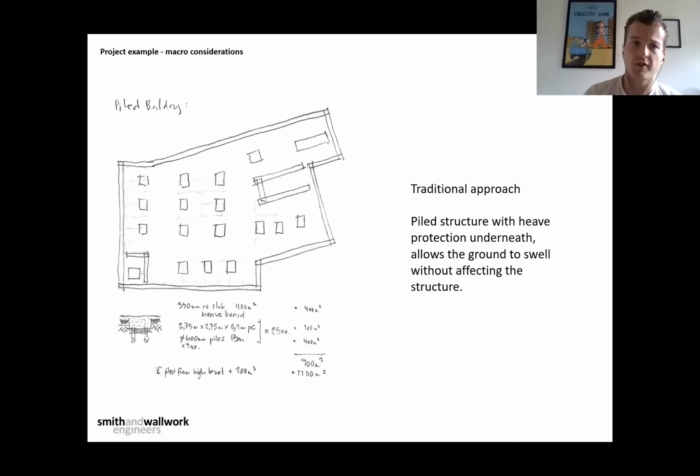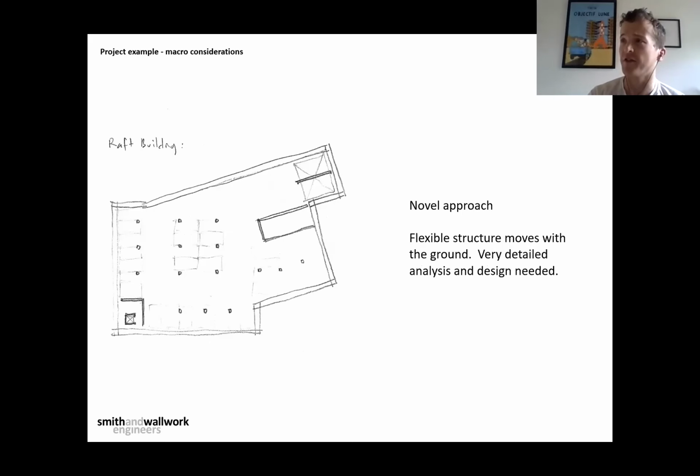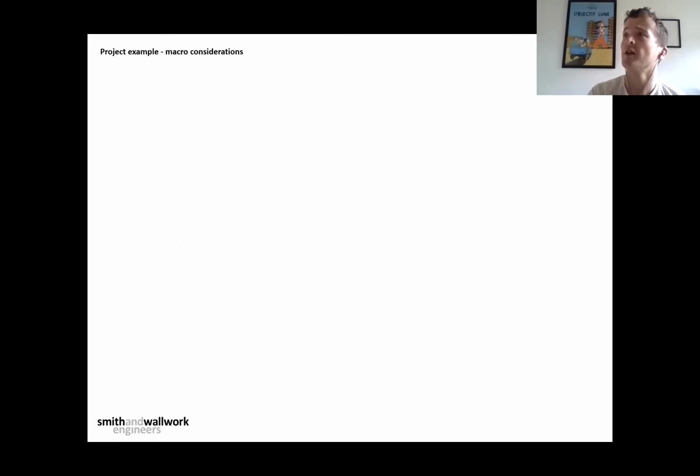And the question was, is there a better way? Feels like there must be a better way, use less material. So what about a raft? So it'd be a flexible structure. The idea being that you allow the ground to swell underneath it and use much less material because of that. And the challenge from the engineering point of view was to prove what that movement would be and whether that was an acceptable level of movement to accommodate in the building.